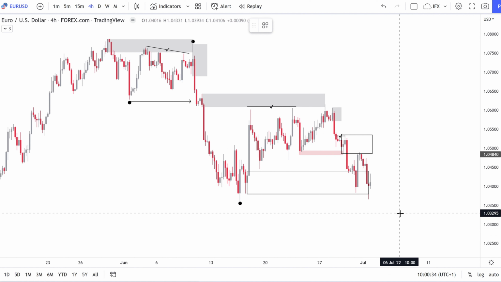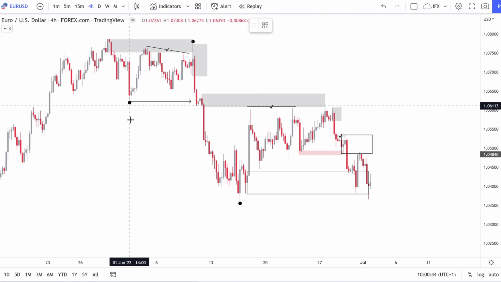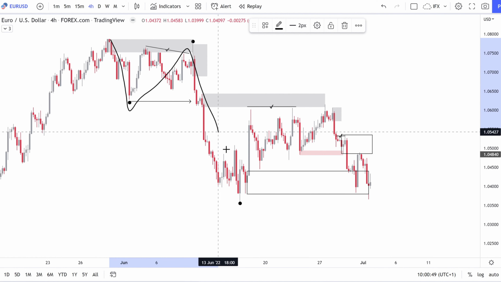So let's have a look at Euro USD. This is a trade that was executed on Friday, so the first of the month. If we just literally look at this chart here, what we see from a structural standpoint is price making lower lows, lower highs, and lower lows.